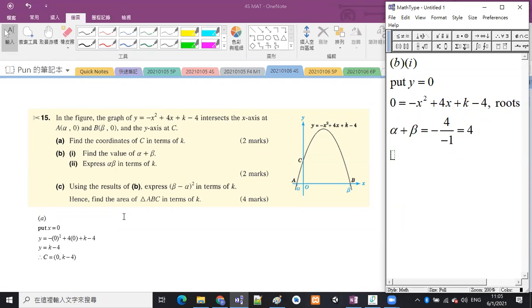And then B2. Express alpha times beta in terms of k. That is very easy because alpha and beta are the roots of this equation.